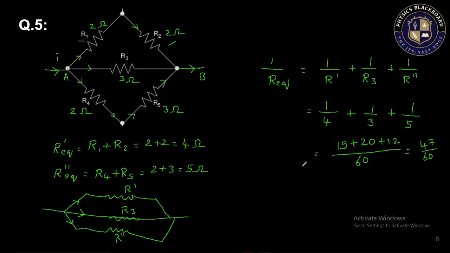So this is 1 by R equivalent. You want to take R equivalent, right? So if you take the reciprocal of it, you will get 60 by 47 ohms. This is the equivalent resistance. Okay. And next, we see one more numerical.